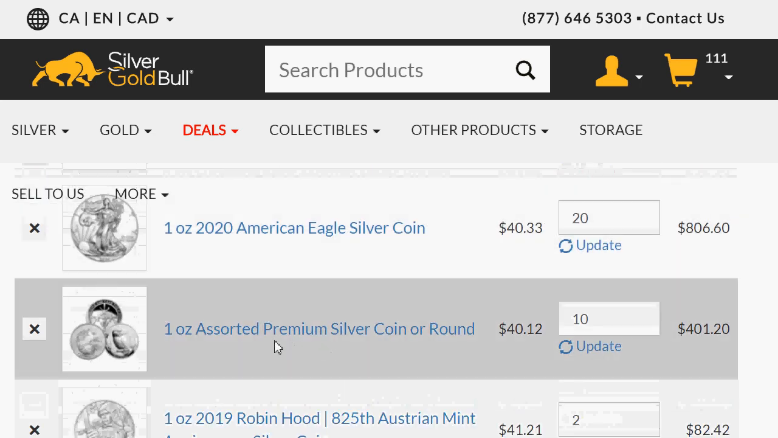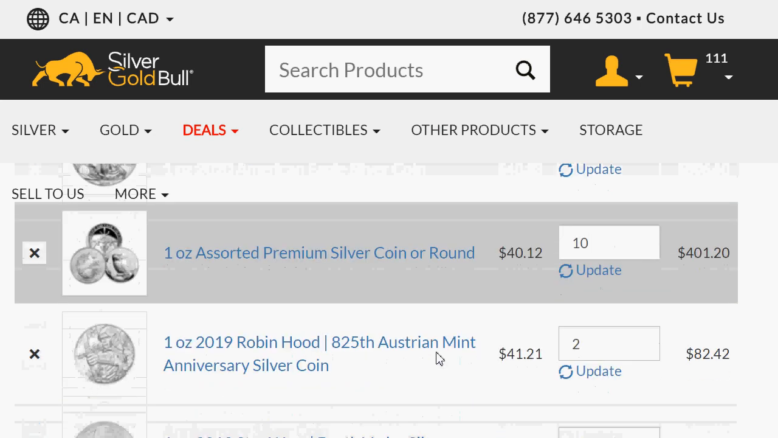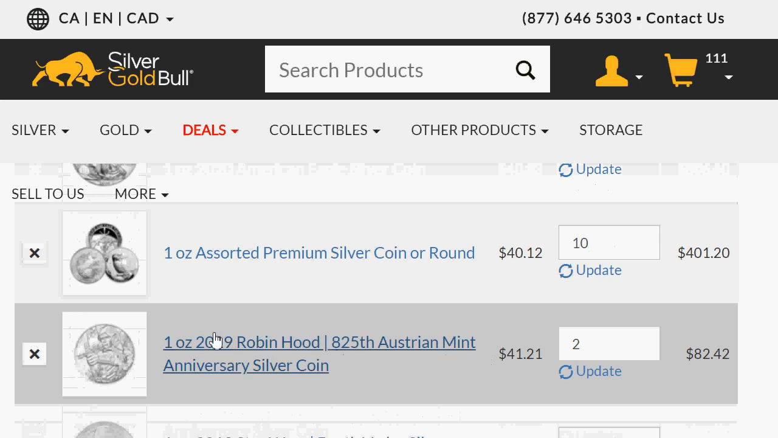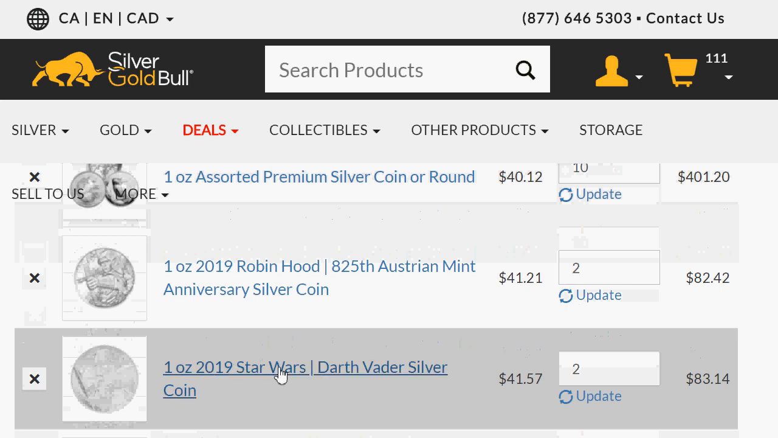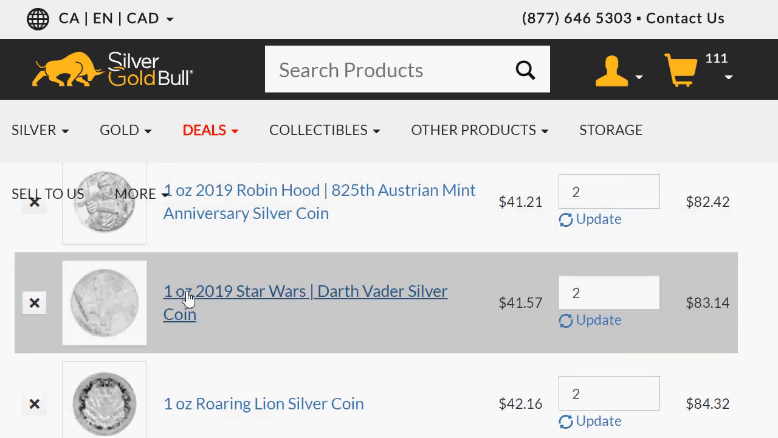And then just 1 ounce assorted premium silver rounds or coins, 10 right now, but this number will go up or down based on price changes and what I'm actually going to spend. And then some fun stuff, some more expensive coins. 1 ounce 29 Robin Hood, 2 of them. 2 of these Star Wars coins. I like to have a bunch of these just here and there. You never know what kind of demand will come into play from who might want them. Also good for gift situations too. Just to have good variety.